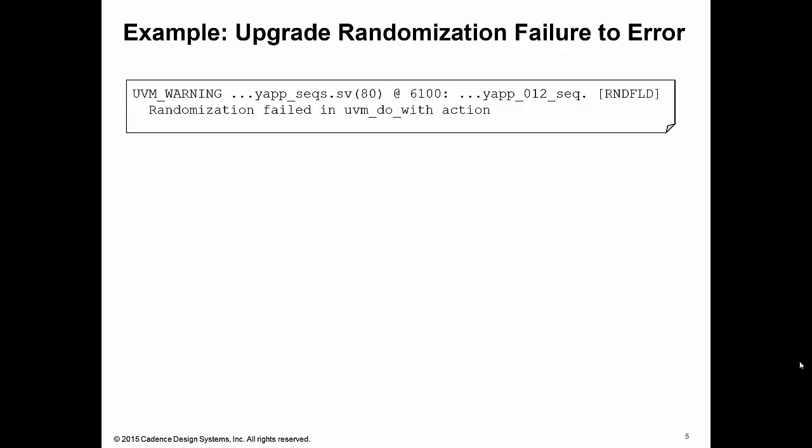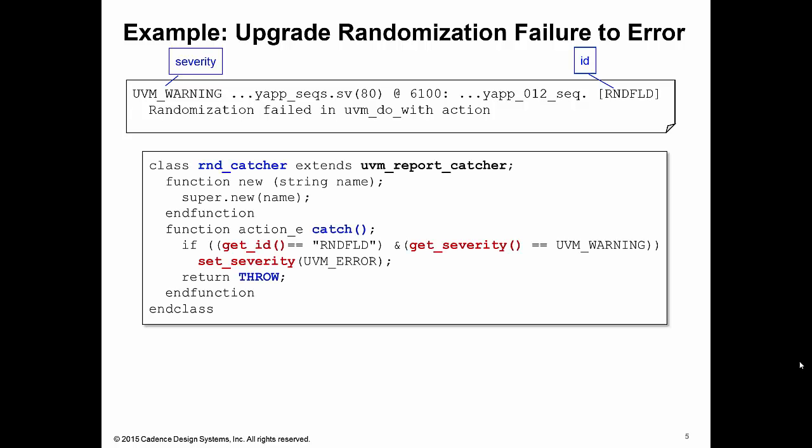So let's show you an example. The top here is the report which is issued when I get a randomization failure due to a constraint violation with a `uvm_do_with` action in a sequence. So this is a report issued by the UVM library itself. What I want to do is change some of the characteristics of this message. It has a severity of warning and an ID of RNDFLD, and I want to promote the severity of this report to be an error. So here's my catcher to do this.